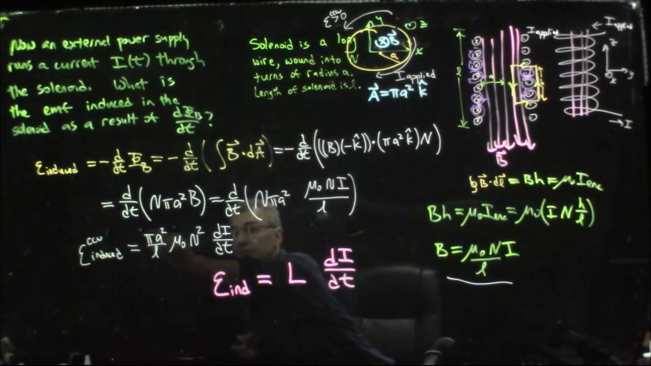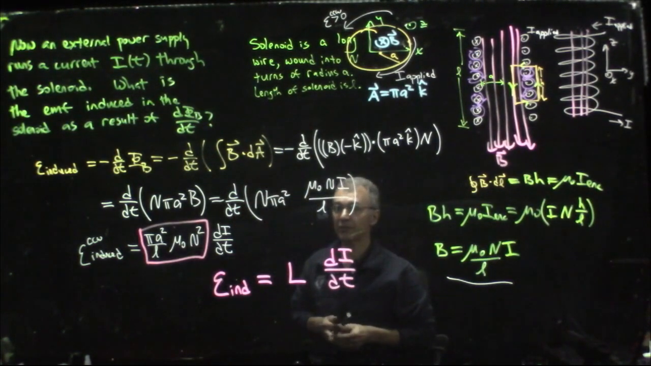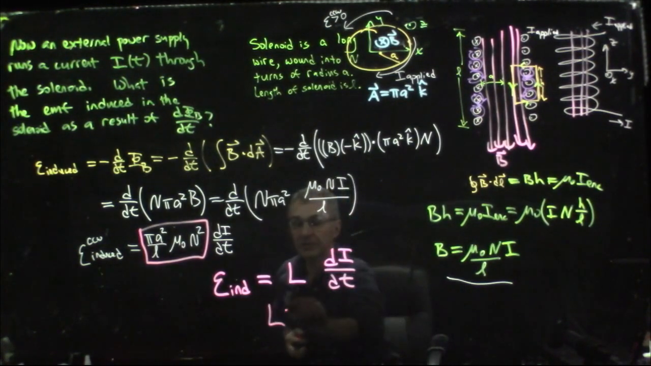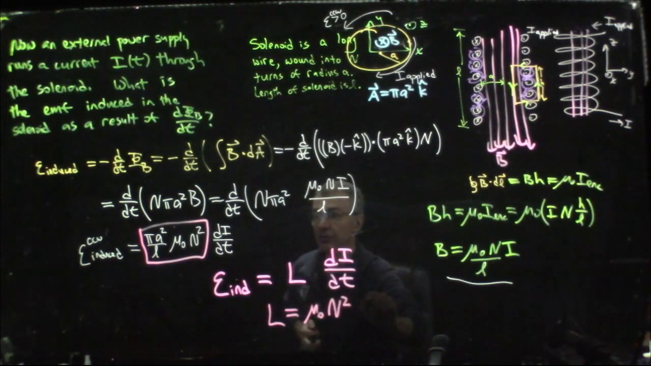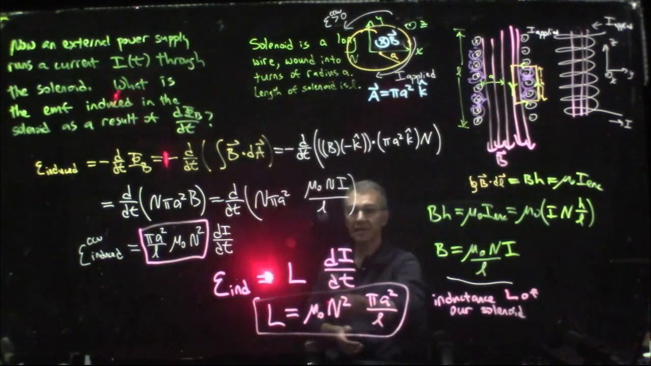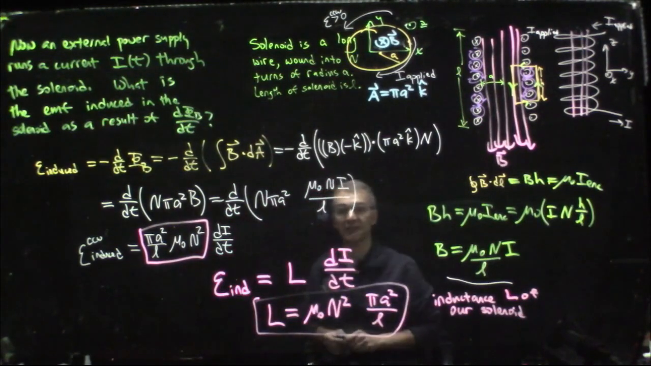So in this case, we can see that this factor in front of di by dt must be the inductance of this solenoid. So the inductance of this solenoid is L equals mu naught number of loops squared times the area of each loop and then divided by the length of the solenoid. The minus sign that would be conventional here is telling us that if di by dt is in the clockwise sense, then the induced EMF should be in the counterclockwise sense.